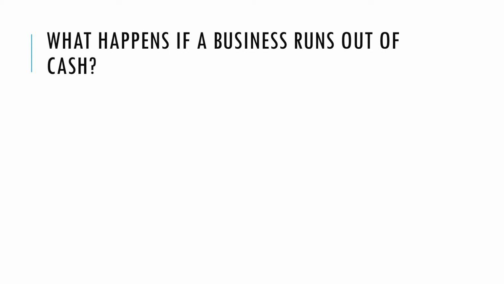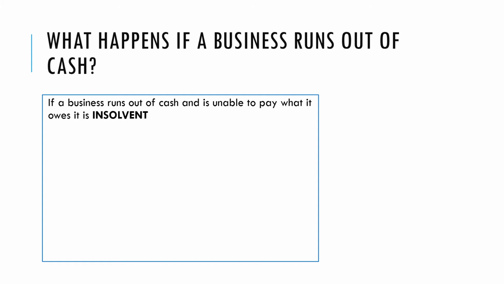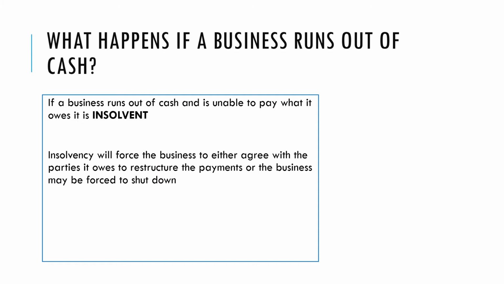Now here's a good question. What happens if a business runs out of cash? Well, if a business runs out of cash and is unable to pay what it owes, we describe the business as being insolvent. If you or I run out of cash, we're described as being bankrupt, but for a business, it's described as being insolvent. The business doesn't have any cash left to meet any payments.